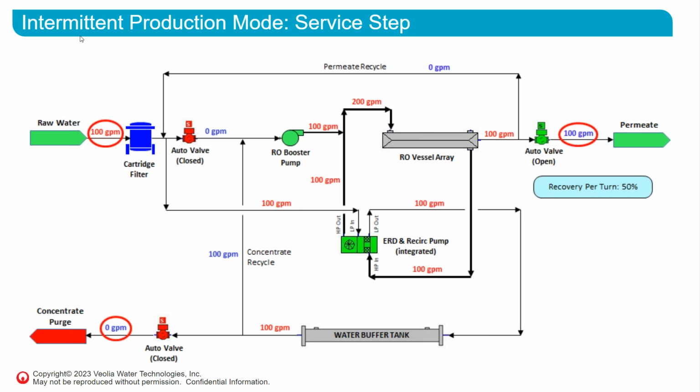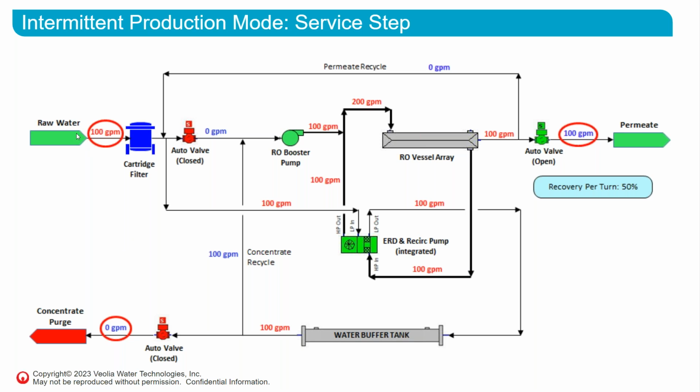We normally operate in an intermittent production mode. And this is during the service step when we're actually producing permeate. So you can see in this mode, we have 100 GPM of raw water coming in, and we're getting 100 GPM of permeate, and we're not recycling, we're not wasting any concentrate. So we're at 100% recovery.